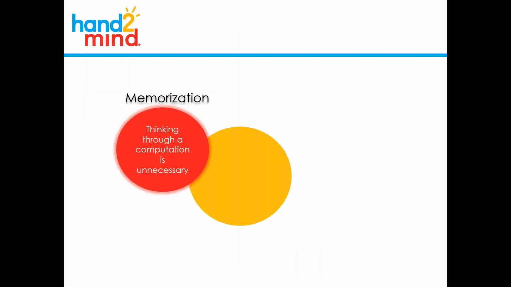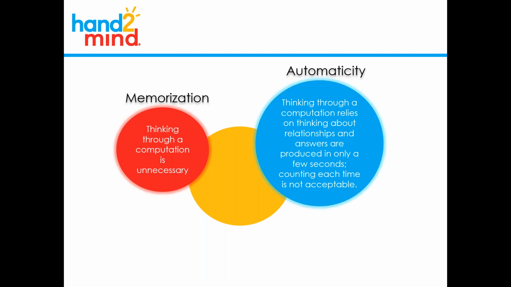Are we talking about memorization when we talk about fluent basic retrieval? So are we talking about that we just want kids that thinking through a computation is unnecessary? Or are we talking about instruction that's based on automaticity? That thinking through a computation relies on thinking and relationships, and answers are produced in only a few seconds. Counting each time is not acceptable.